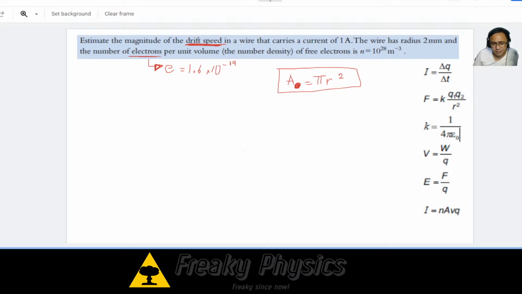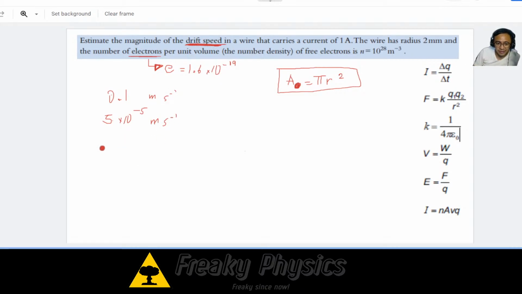So what drift velocity did you get? 0.1. I got a different answer. Let's see who's correct. You got 0.1 and I got 5 times 10 to the minus 5 meters per second. This is also meters per second, right? Yeah.